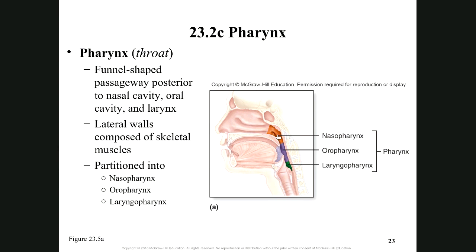It connects to the middle ear by a tube, which we call the auditory tube or eustachian tube. And in this picture, let me show you, you can see the opening of this tube.